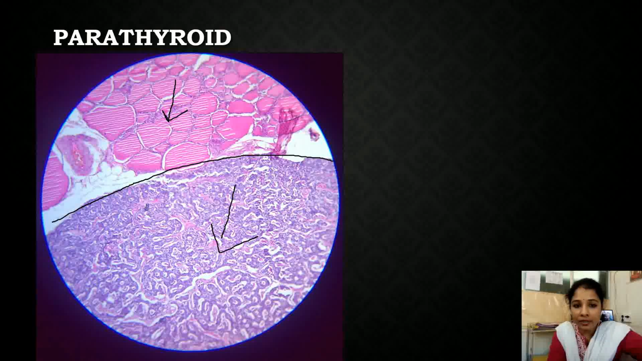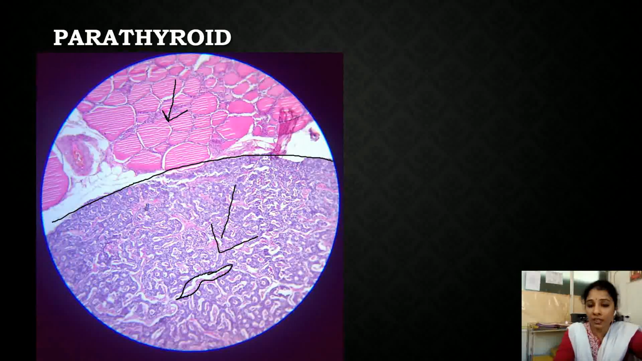Parathyroid is identified by the cluster of cells. They don't have a specific pattern. Cluster of cells, and between the cells we can see a lot of blood filled gaps, which are called sinusoids, where they pour their secretions directly into the sinusoids. There are two varieties of cells. Majorly the cells are called chief cells or principal cells, which produce parathormone, a hormone that regulates calcium metabolism.